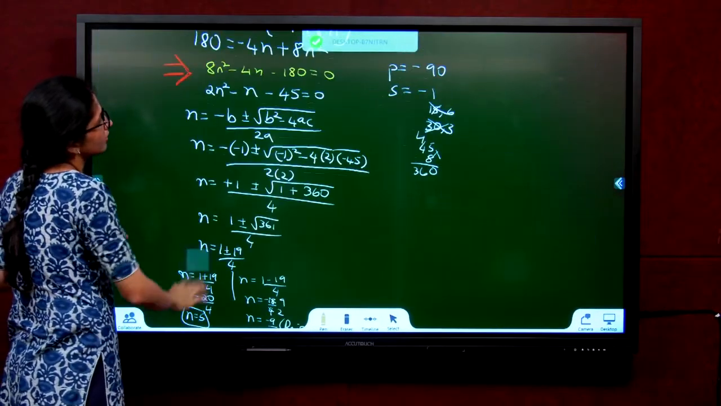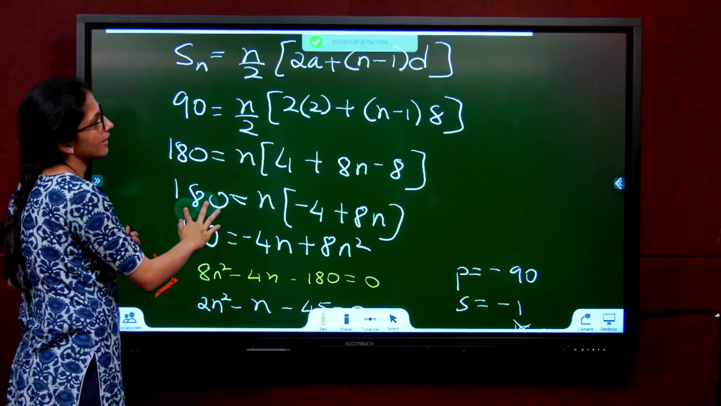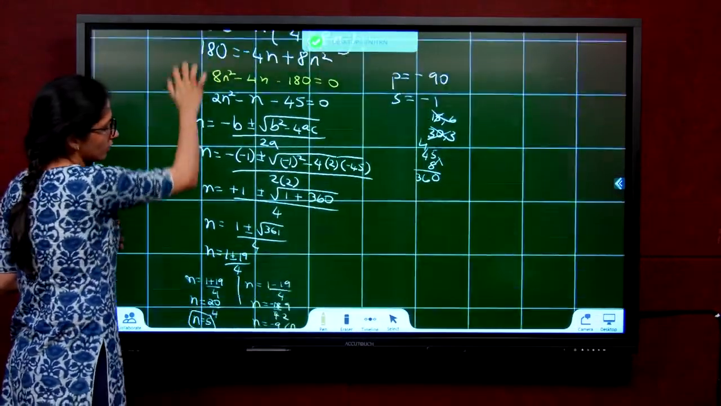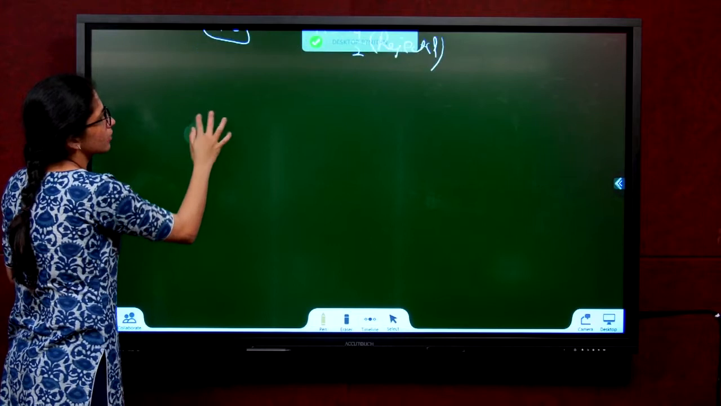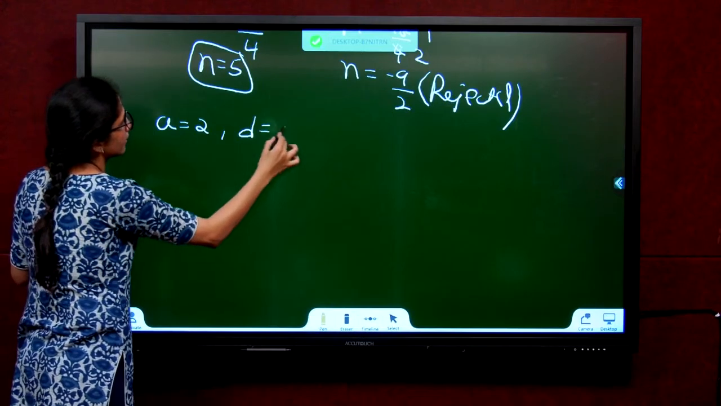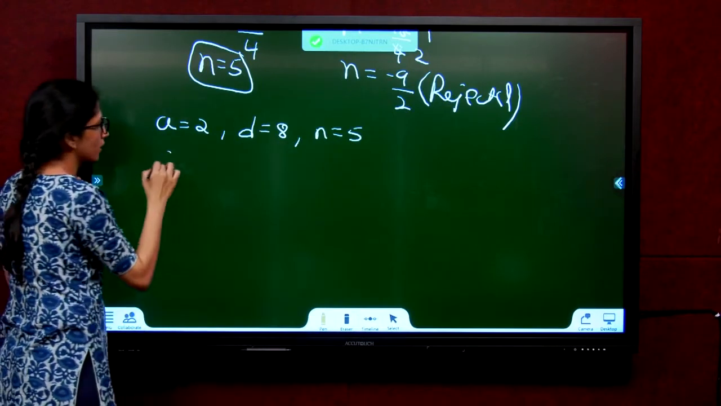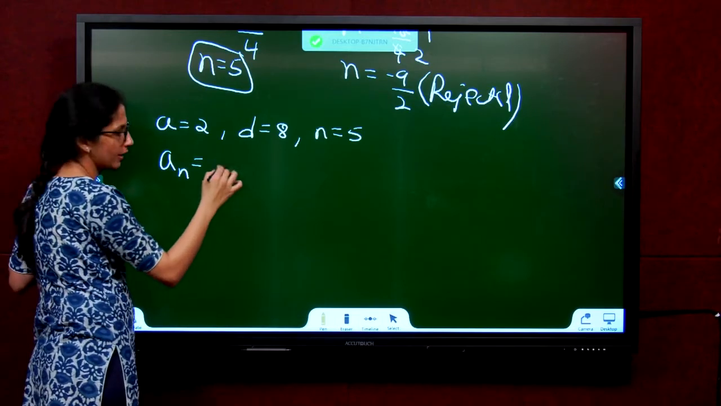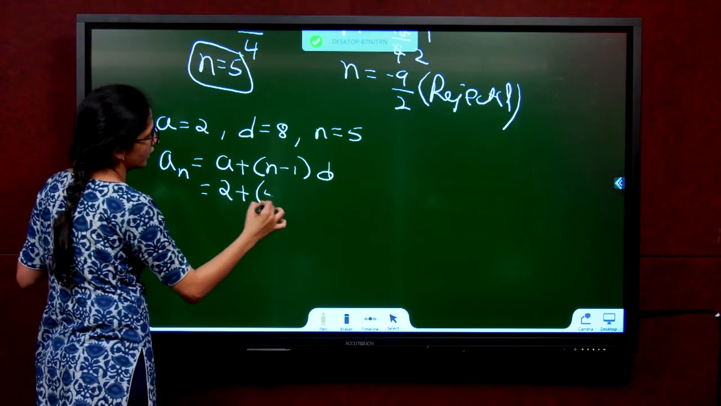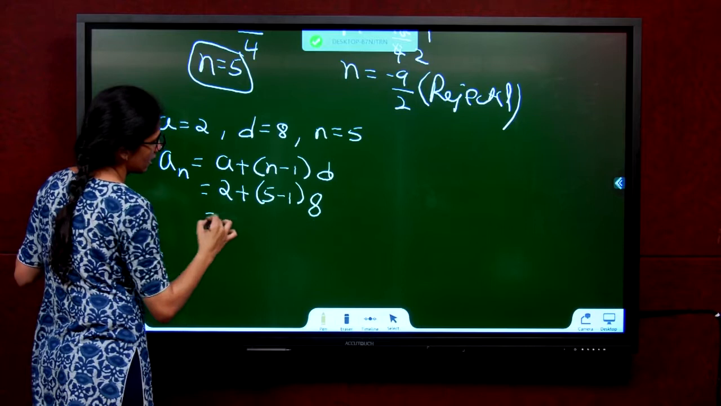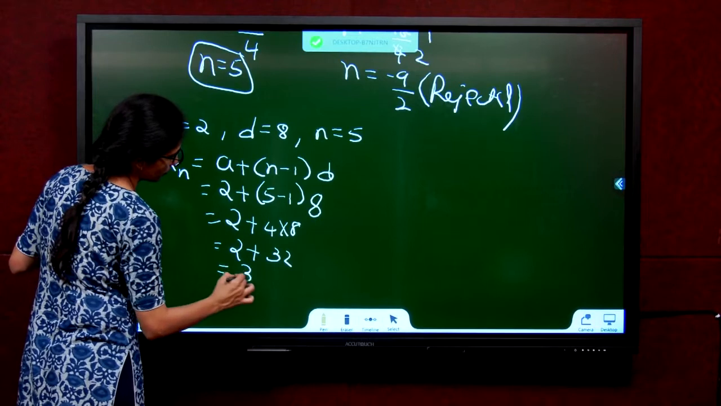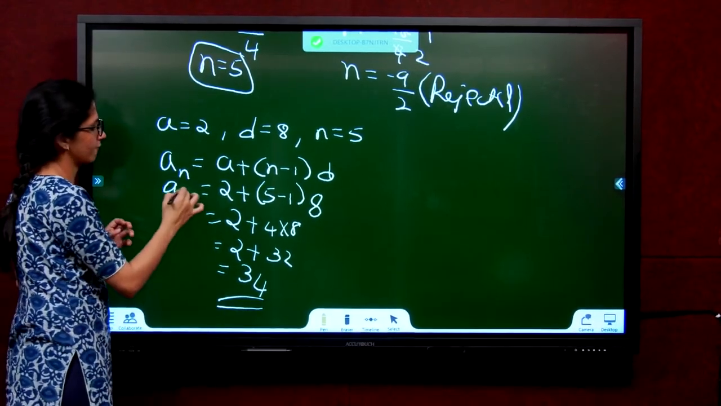In the given question, they have also asked us to find an. We know that a is 2 and d is 8. So now what to do? We know n is equal to 5. What is an? a plus n minus 1 into d. a is 2 plus 5 minus 1 into d, 8. 2 plus 4 into 8, 2 plus 32, 34. This is nothing but a5 because n is 5.